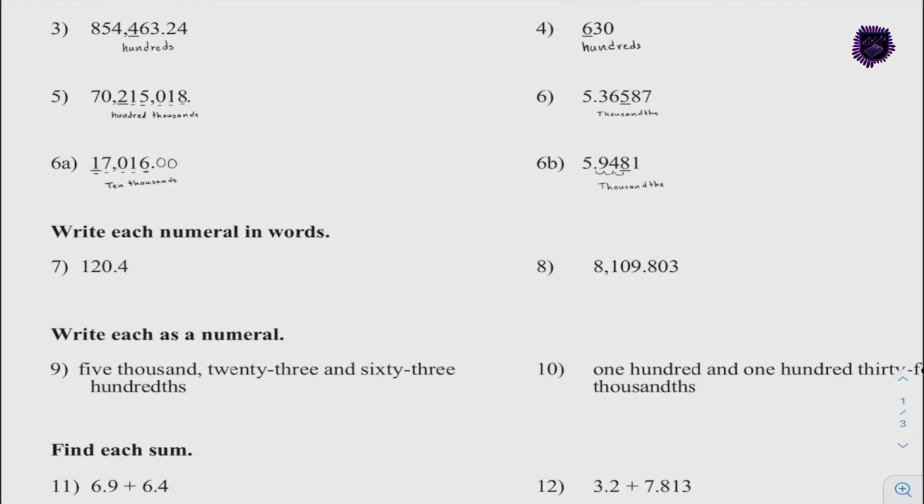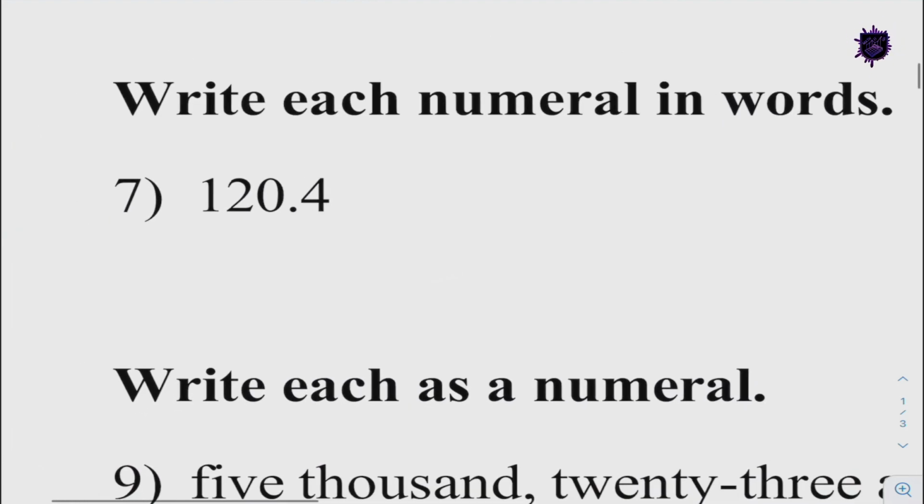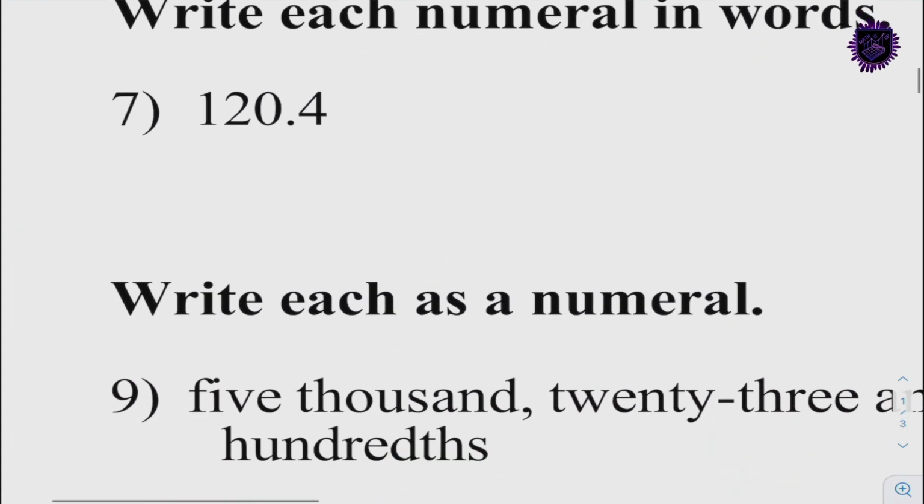The next section says, write each numeral in words. So what they mean by that is take this number here, 120.4, and write that out. And yeah, I know it's kind of a spelling test, but it's fairly important to be able to spell words and represent them numerically as well. So let's go through that.